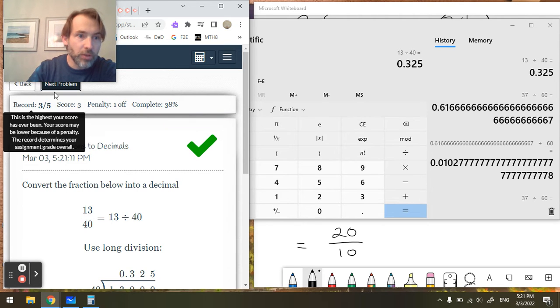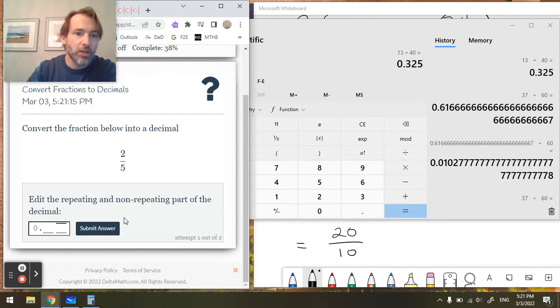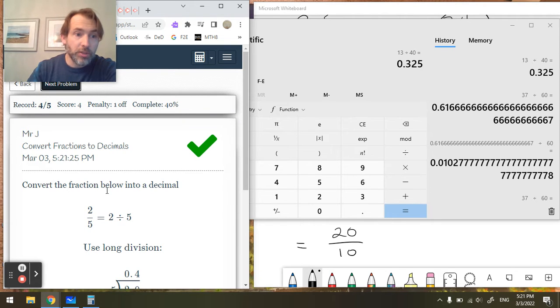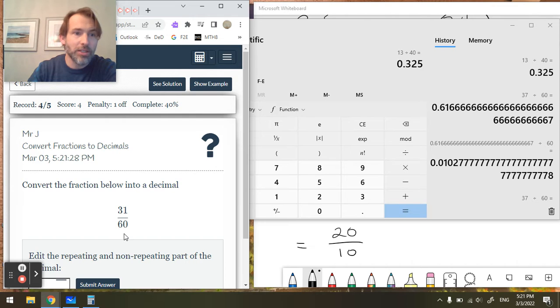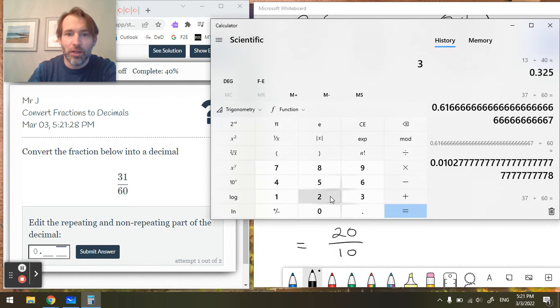Yay. Okay, let's find one that has a repeating part, because I need to show you how to write down the repeating part. 2 over 5, 2 divided by 5, that's going to be 0.4. Okay, your calculator will tell you that. So these are like calculator problems, but I need you to know how to do these on a calculator. They're fast. Okay, 31 divided by 60. Finally, something's going to have a repeating decimal. It's going to be weird too.